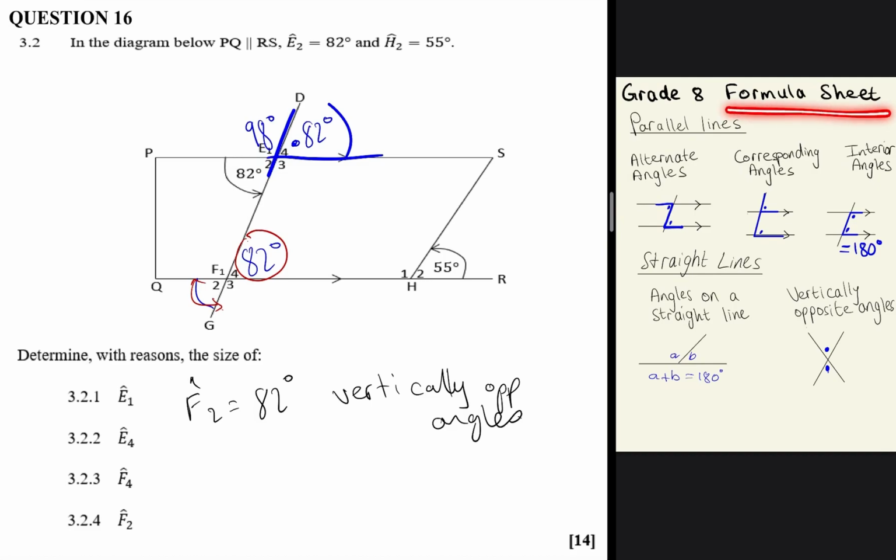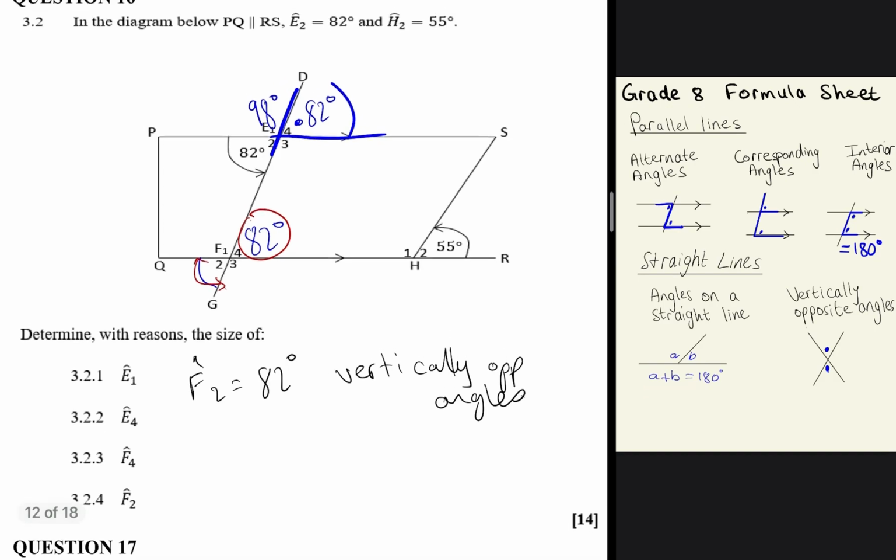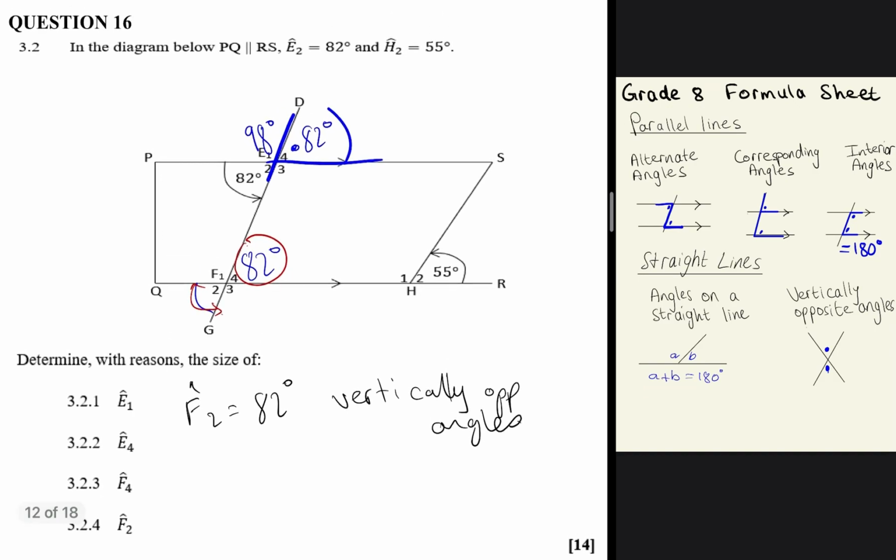Again, very important is the formula sheet. Always remember, if you deal with parallel lines, you're going to deal with alternate angles, corresponding angles, or co-interior angles. And also remember, with any straight line that you're busy with, you're going to use angles on a straight line and vertically opposite angles.